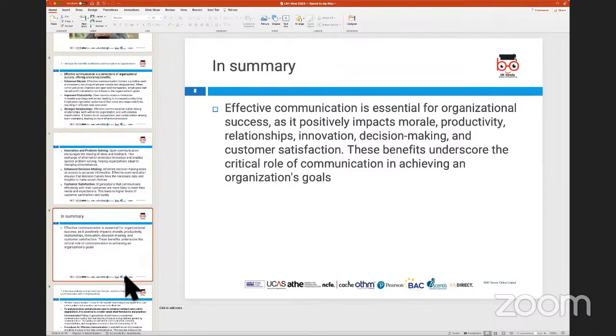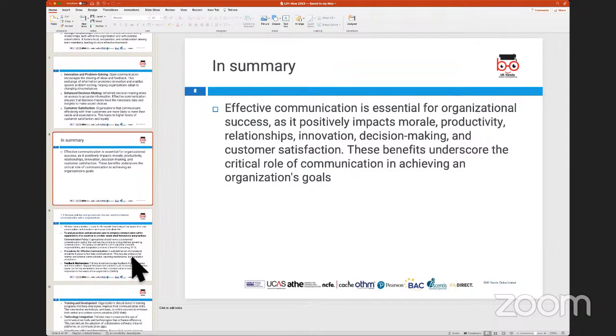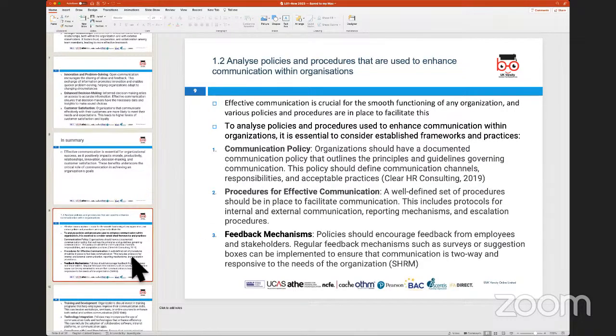So generally speaking, there are lots of benefits of effective communication, and these tend to be the ones that we have discussed in the slide. Is that okay? Yes, it's okay. Okay. Now let's look at some of the policies and procedures.